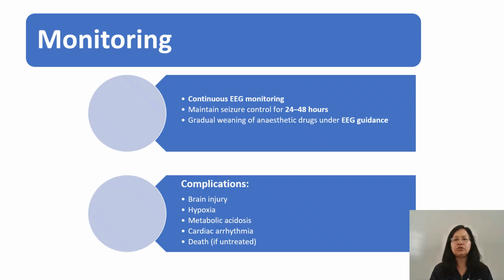For monitoring, we do continuous EEG monitoring and maintain seizure control for at least 24 to 48 hours. Then, if you have given these anesthetic drugs and are ventilating your patient under EEG guidance, slowly we can wean and extubate them. Sometimes the patient with status has complications like brain injury, hypoxia, metabolic acidosis, cardiac arrhythmia, and death. Sometimes the patient can have all these complications.